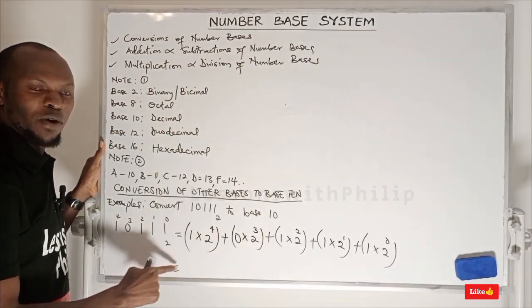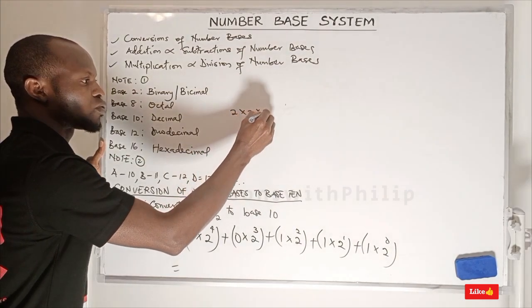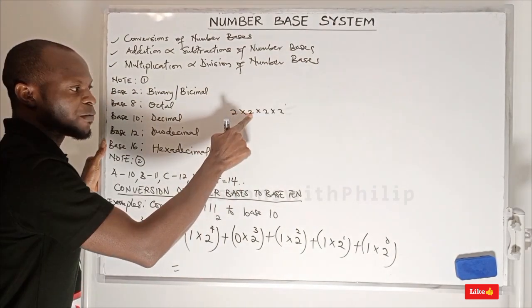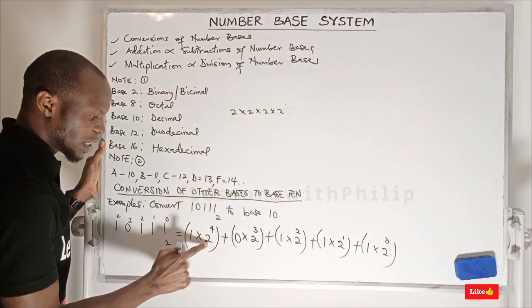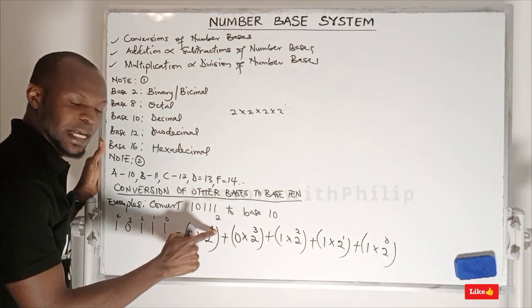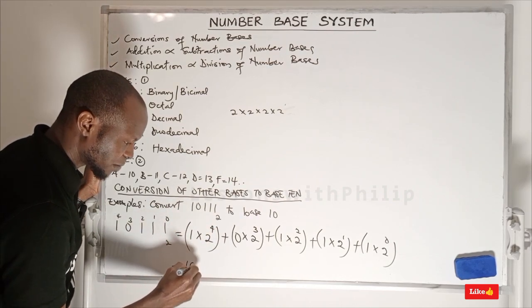2 raised to power 4. What is 2 raised to power 4? That is 2 in 4 places. 2 times 2 times 2 times 2. 2 times 2 is 4. 4 times 2 is 8. 8 times 2 is 16. Automatically, 2 raised to power 4 is what? Is 16. 16 times 1 will now be 16.